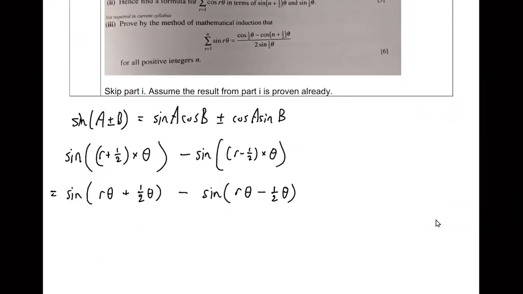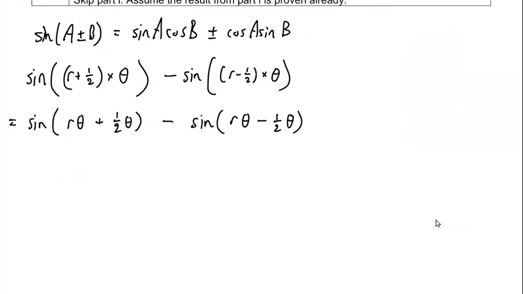Maybe it's better if we distribute the theta in. Then we end up with sine of r theta plus half of theta, minus sine of r theta minus half theta. Now we can see the pattern. A plus B, A minus B. This is not A, that is not B. You have to use A plus B here and A minus B here. It should be a plus minus here and a plus minus here. Okay, good. Then now we can use the formula.